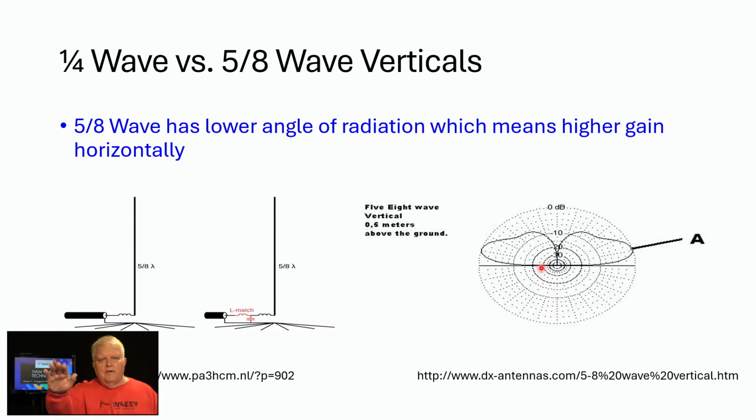So whereas, let me do it this way, the quarter wave angle of elevation might be like this. The 5/8 wave antenna elevation might be lower down. That's where they say the 5/8 wave antenna has higher gain than a quarter wave, if that's where you want the gain to go, which typically is the case.